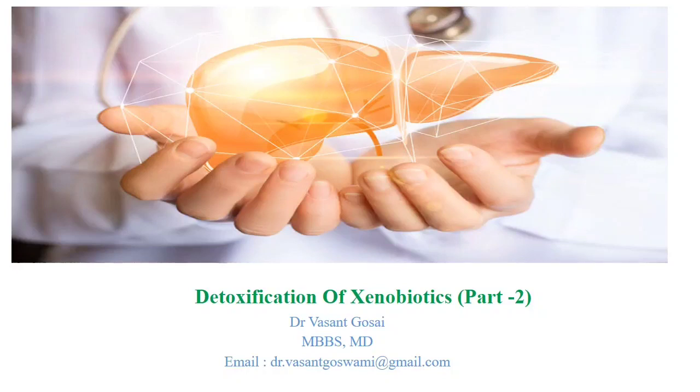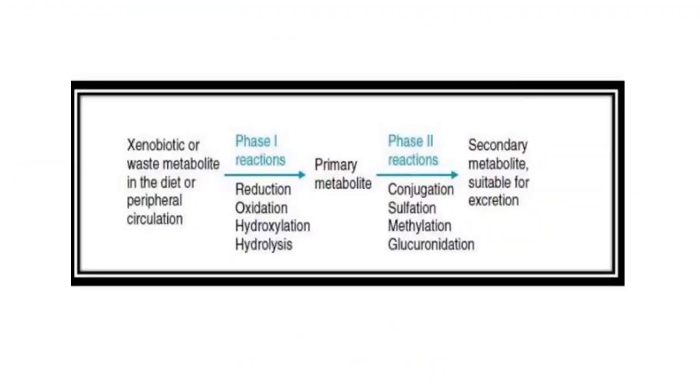This picture shows you two phases of detoxification. In phase 1 reaction, it includes reduction, oxidation, hydroxylation, hydrolysis, and in phase 2 reaction, it includes conjugation by sulfate, methylation, and glucuronic acid. So, xenobiotic is converted into secondary metabolite which is suitable for excretion.